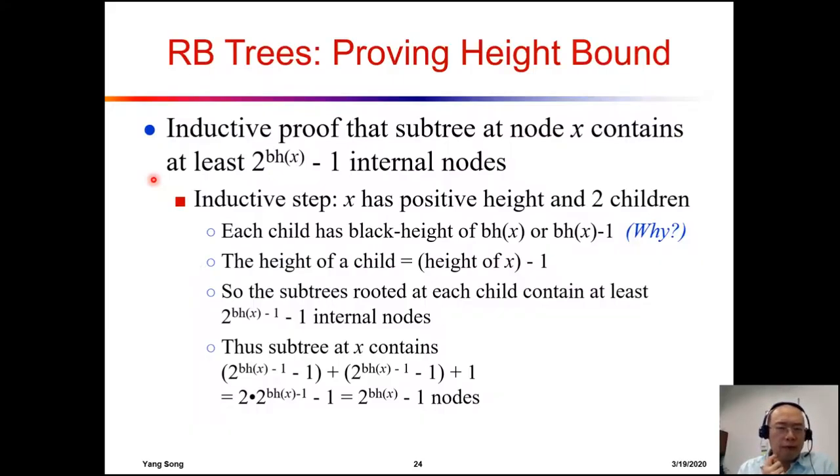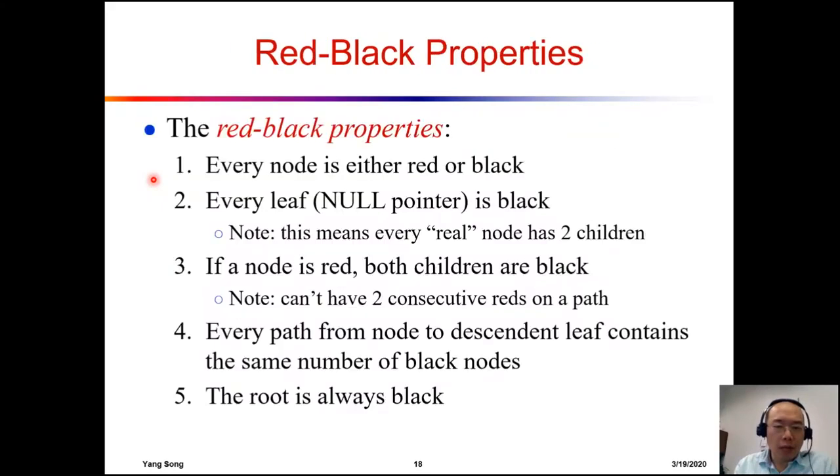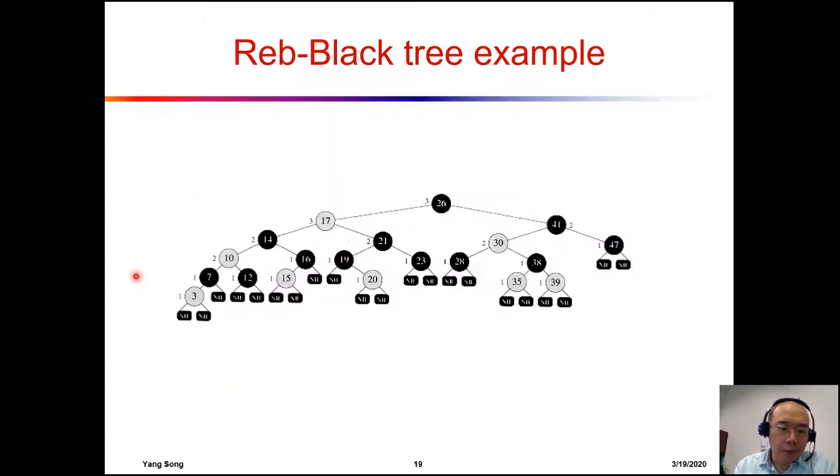And then, for each of the children, it has a black height that is either the same as the black height of the parent, or the black height of the parent minus 1. So why can those two cases happen? Let me go back to this example. For example, if we are using 14 here, the black height of 14, if we exclude the 14, will be 2, guaranteed, no matter which path you go down.